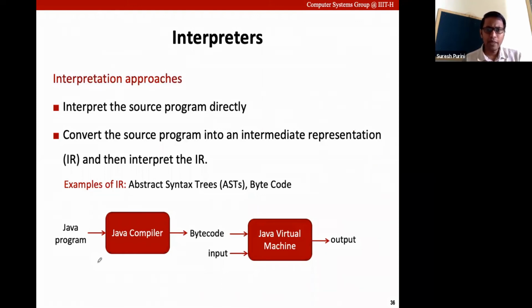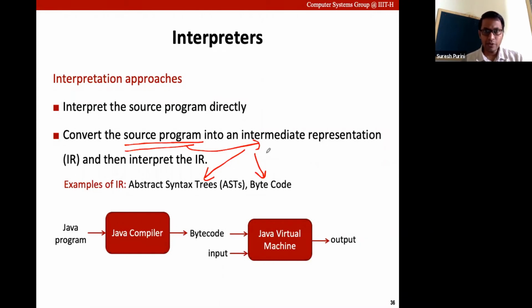Okay, so for example, almost all interpreters, if I'm right, translate the source program into an intermediate representation. This intermediate representation could be an abstract syntax tree representation or a bytecode representation, etc. So in this course, you will understand what these abstract syntax trees are and how you can represent a source program in the form of an abstract syntax tree.